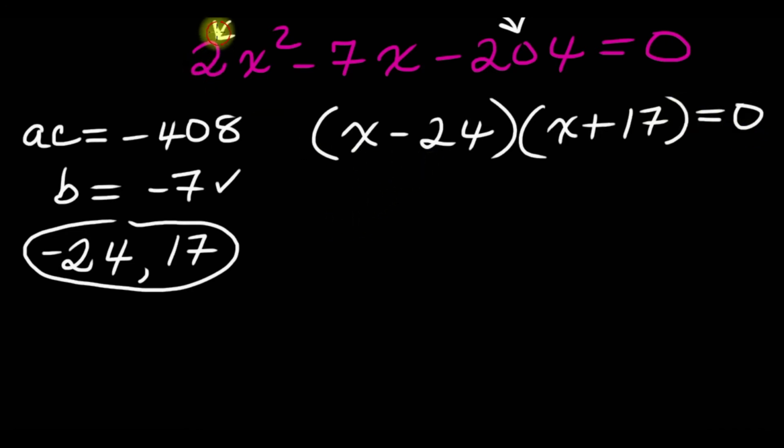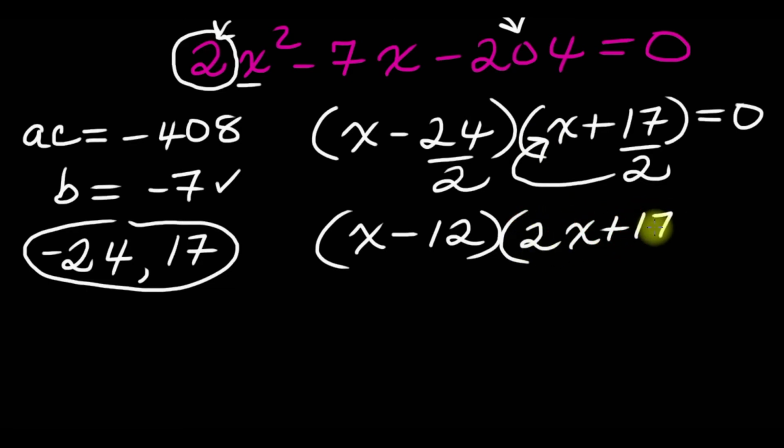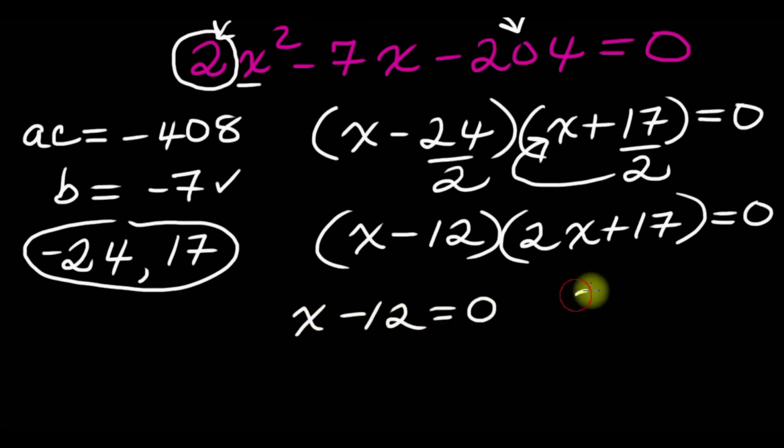Because I have a 2 here, not a 1, the coefficient of x squared is 2, I would have to divide this by 2. This is called the slip and slide method for factoring. So here I end up with 12, since 2 goes into 24 12 times. 2 cannot go into 17, so the 2 goes to the front. So you have 2x plus 17 is 0. And then set each factor equal to 0 to solve for it.